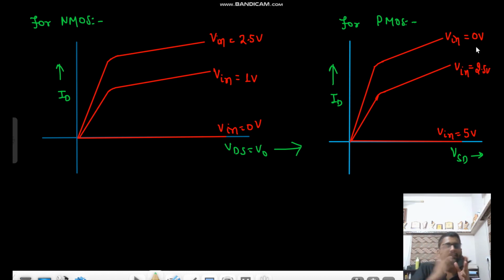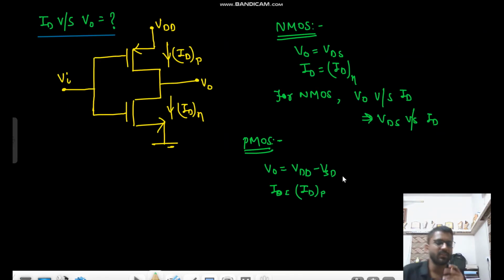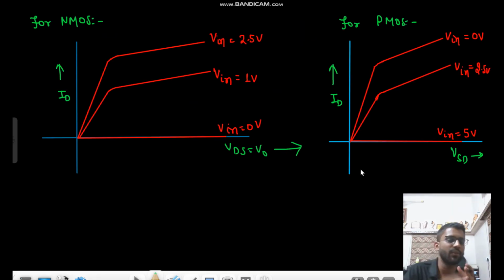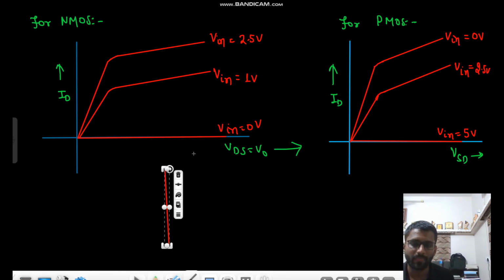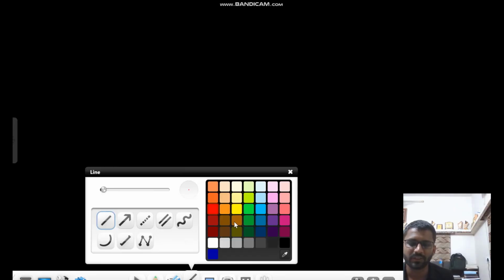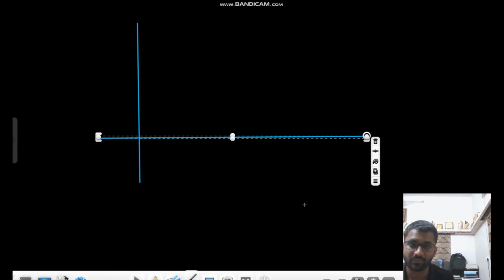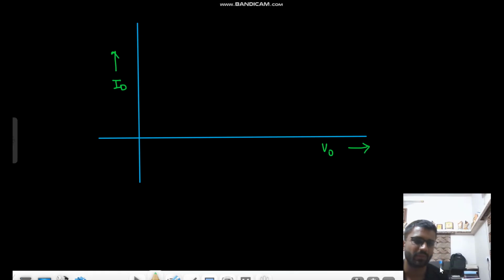Now I have to draw ID versus V naught. Your V naught is VDD minus VSD. Can you draw the curve of ID versus V naught now? In the next page we will make the ID versus V naught curve.